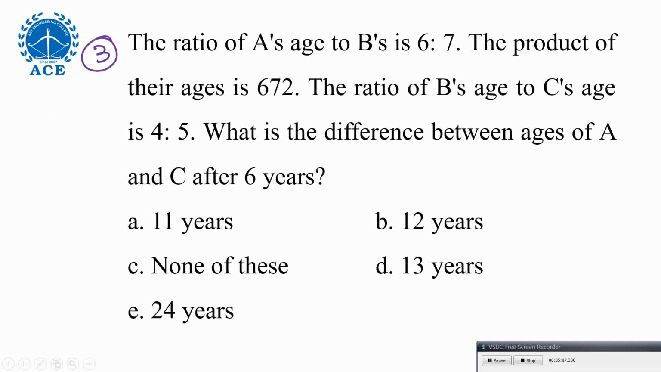Now A and B ages are in the ratio 6 to 7. The product of their ages is 672. B to C ages is 4 is to 5. What's the difference between the ages of A and C after 6 years?